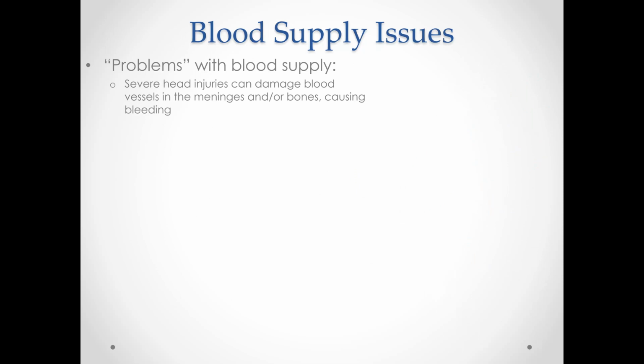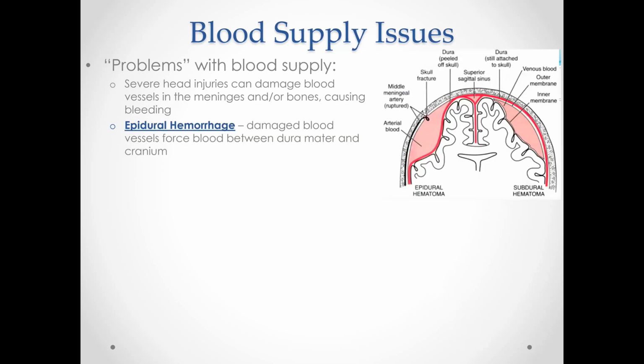So if you have a severe head injury, this can damage blood vessels in either the meninges or the bones, and this can cause bleeding within the skull, and this can be very dangerous. So the first type of issue with bleeding is called an epidural hemorrhage. An epidural hemorrhage occurs when damaged blood vessels are forcing blood between the duramater and the cranium.